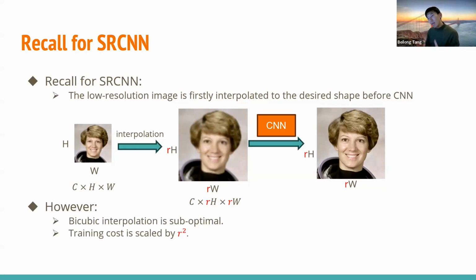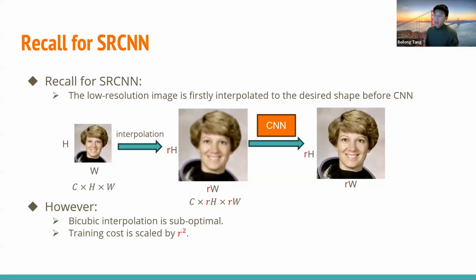However, the problem is that bicubic interpolation is suboptimal, right? For end-to-end training, we want to train every possible parameter on the path. But for this one, we need to use some fixed parameters, which is the bicubic interpolation, which is not trainable.